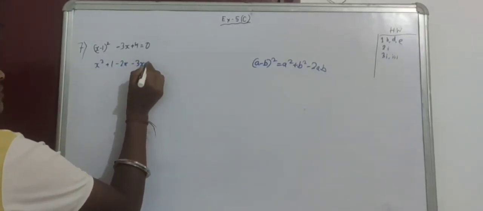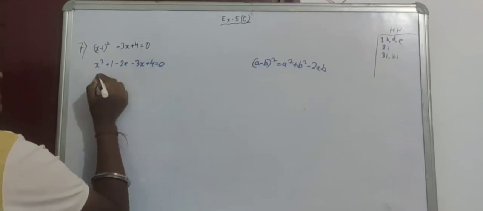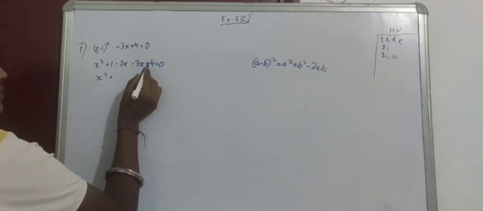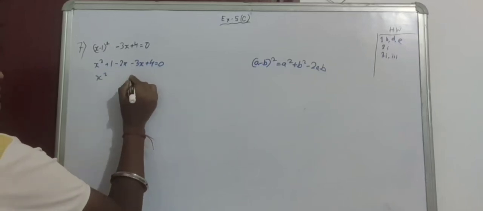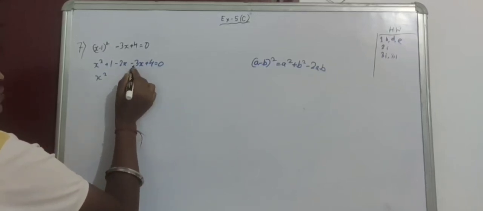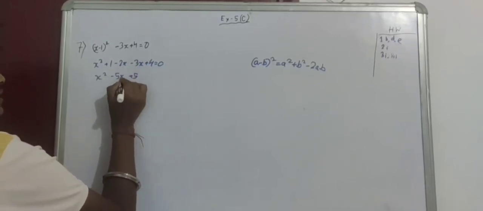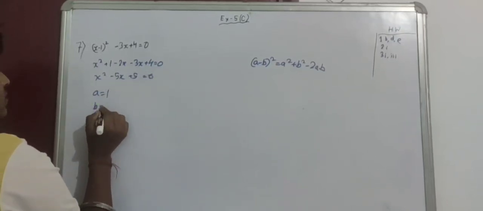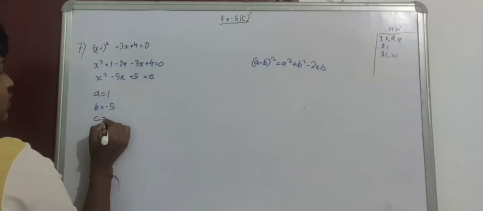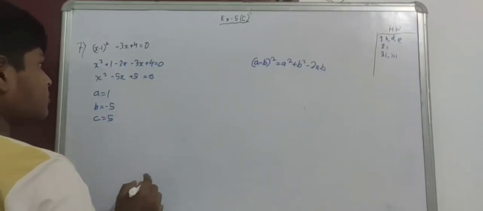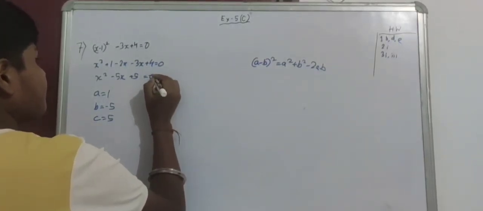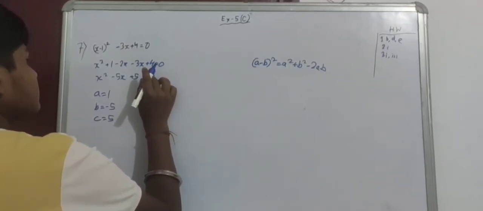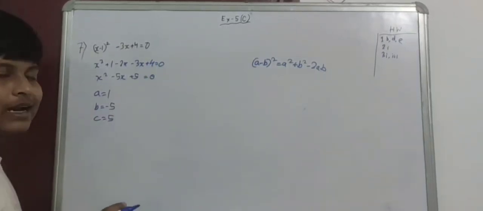Minus 3x plus 4 is equal to 0. So x square plus 1 and 5 are the same, so it will be plus 5, and minus 2 and minus 3, that is minus 5, x is equal to 0. Here a is 1, b is minus 5, and c is plus 5.